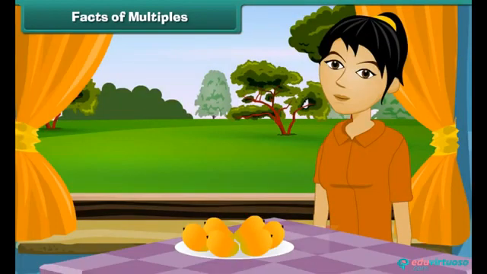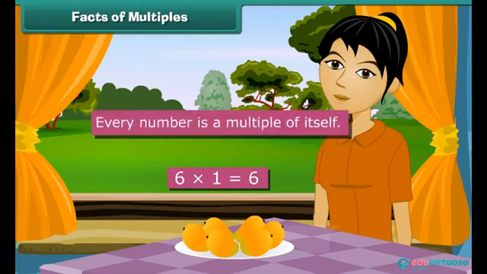Rashmi is Prerna's elder sister. She brings home a kilogram of mangoes containing 6 pieces. She expresses the total number of mangoes as 6 multiplied by 1 is equal to 6. It is clear from these figures that every number is a multiple of itself.